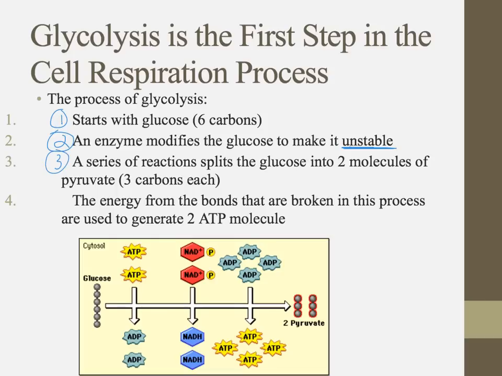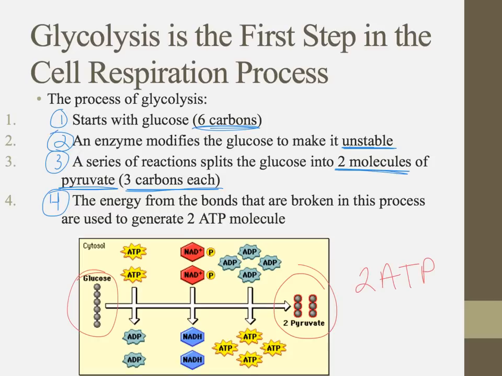Then a series of reactions, which you'll get into if you're on higher level, lucky you, is going to split that glucose into 2 molecules of what we call pyruvate. So if we have 6 carbons and we split it into 2 molecules, that leaves us with 3 carbons in each molecule. The energy from breaking the bonds in that glucose is going to be enough to generate 2 molecules of ATP. Okay, so realistically, the ultimate goal is to break glucose into 2 molecules of pyruvate. Lucky for us, that process also produces 2 ATP molecules.